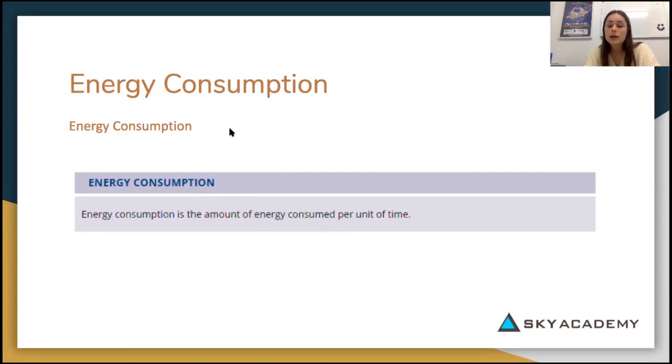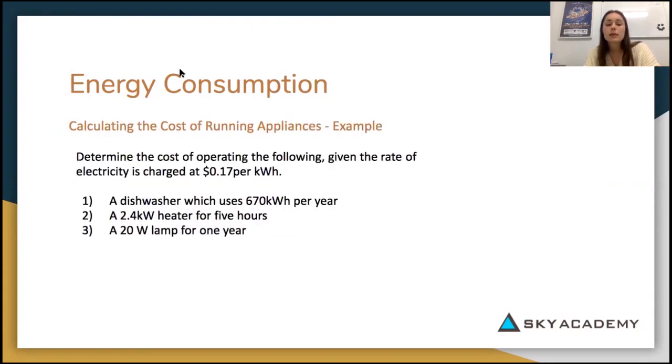So here we have some questions involving energy consumption. It says, determine the cost of operating the following, given the rate of electricity is charged at $0.17 per kilowatt hour. So there's a couple of things to be aware of before we start answering the questions. They charge $0.17 per kilowatt hour, so when we're doing the questions, we need to make sure our unit of energy is in kilowatt hours.